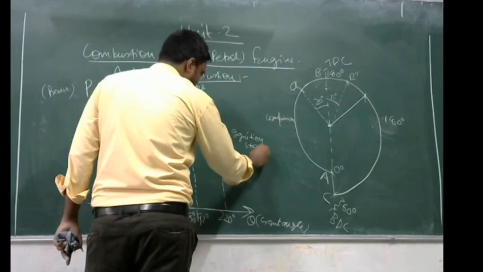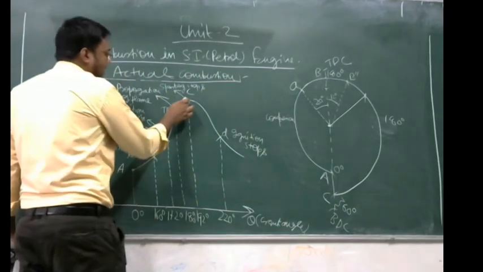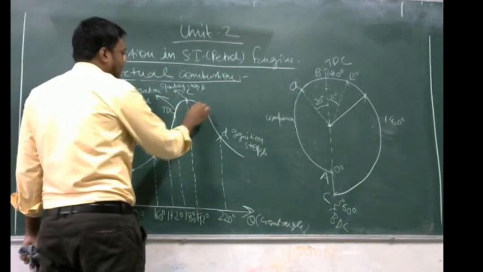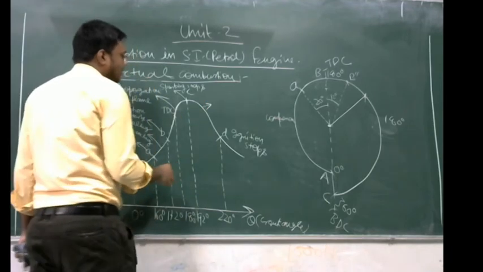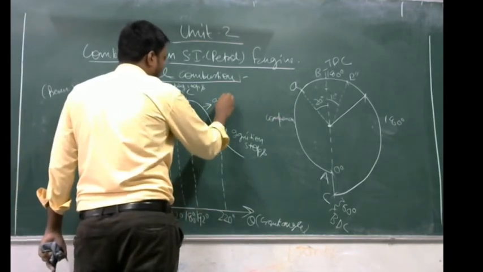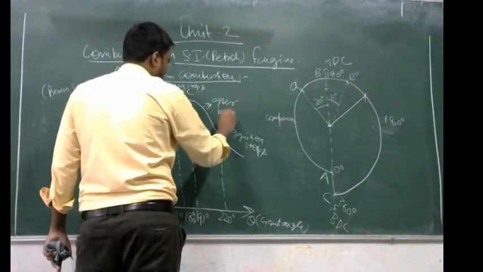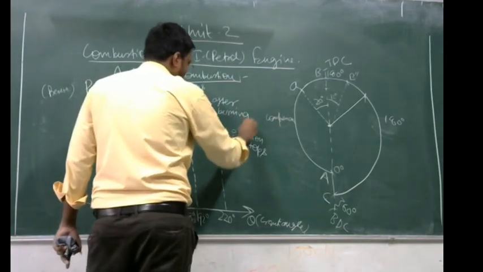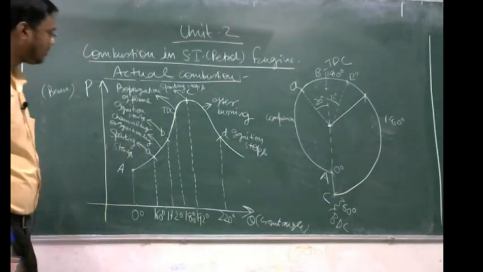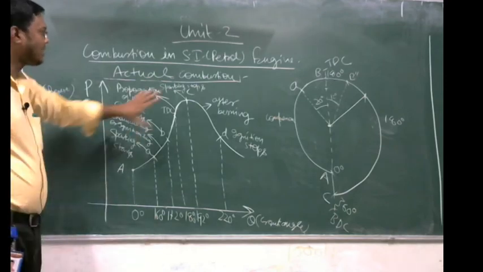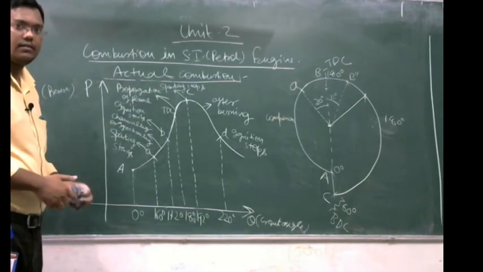From C to D, this is the third stage of combustion, and this stage is known as after burning. So this is the actual combustion.